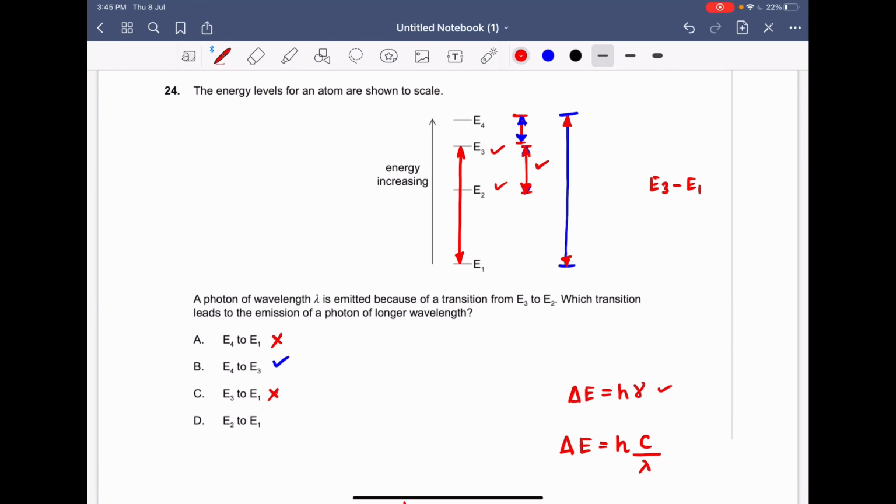Now proceeding on to the last option, that is option number D, E2 to E1. See, the energy difference between E2 and E1 is also much larger than the energy difference between E3 and E2, right? So what is the case? This transition will emit a photon of much smaller wavelength compared to E3 to E2. So this option will also be incorrect. So the correct option to your question number 24 will be option number B.